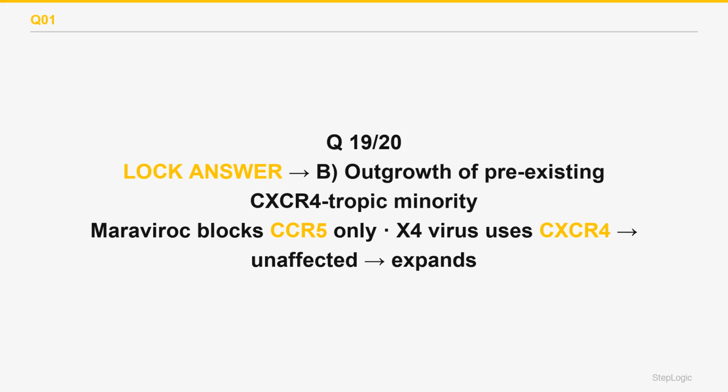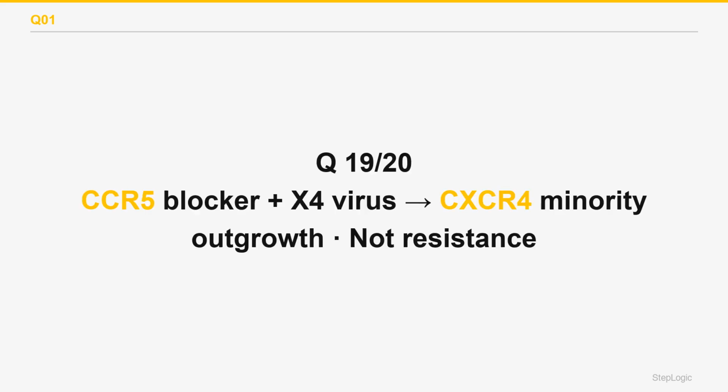The clinical implication: tropism testing must be performed before starting Maraviroc. If X4 virus is detected at baseline, Maraviroc should not be used. Enhanced sensitivity tropism assays can detect minority variants down to 2% frequency. Failure here means switching away from CCR5 antagonists and optimizing the backbone.